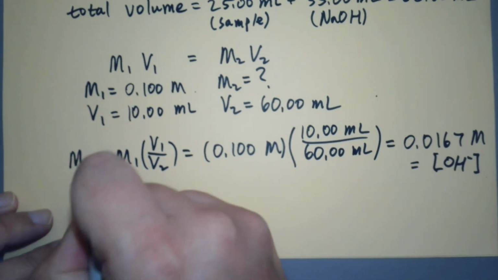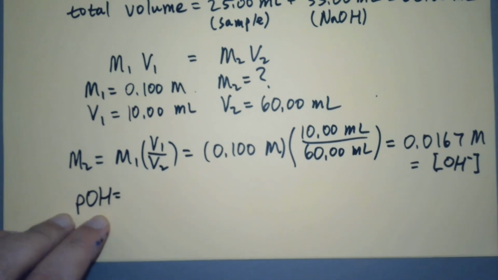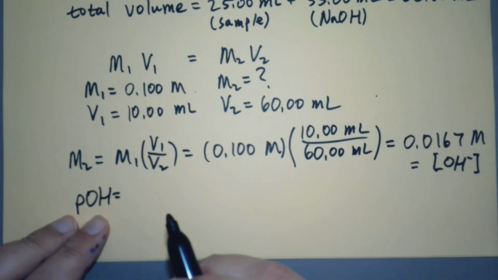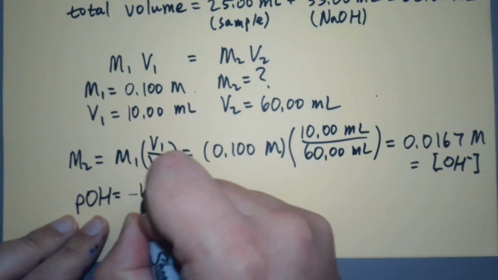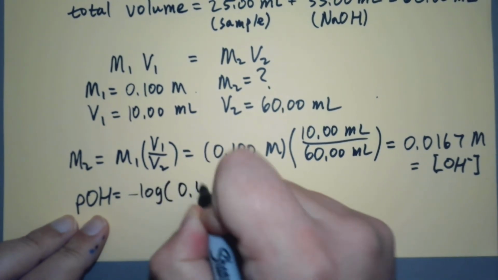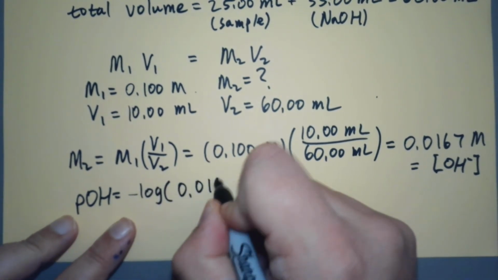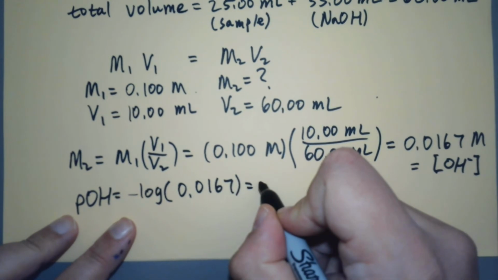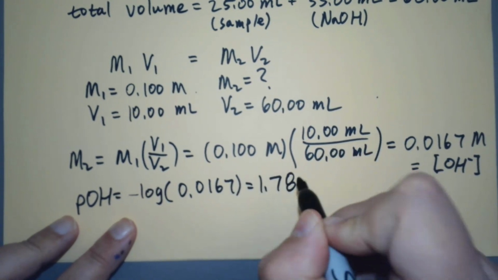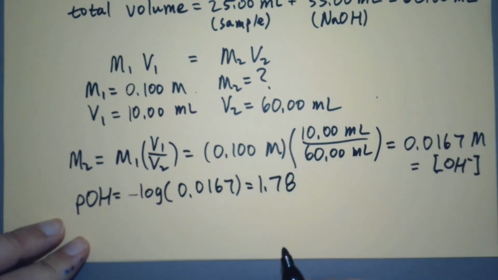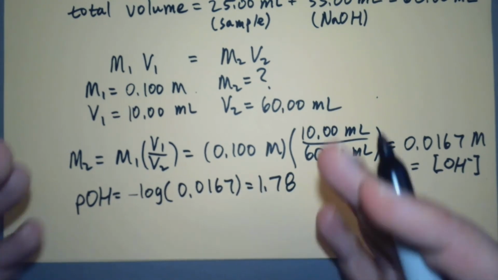So we're going to calculate our pOH. That's just the negative log of that number that we got right there, 0.167. That's a 1.78.